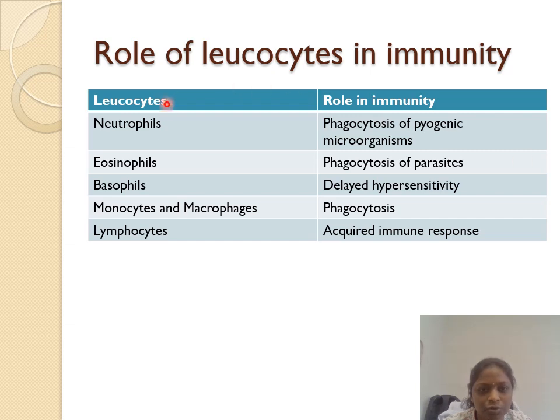So what are leukocytes and what is their role in immunity? The different types of leukocytes are neutrophils, eosinophils, basophils, monocytes and macrophages, and lymphocytes. Neutrophils help in phagocytosis of pyogenic microorganisms. Eosinophils play an important role in parasite phagocytosis. Basophils play an important role in delayed hypersensitivity. Monocytes and macrophages help in phagocytosis, whereas lymphocytes play an important role in the acquired immune response.